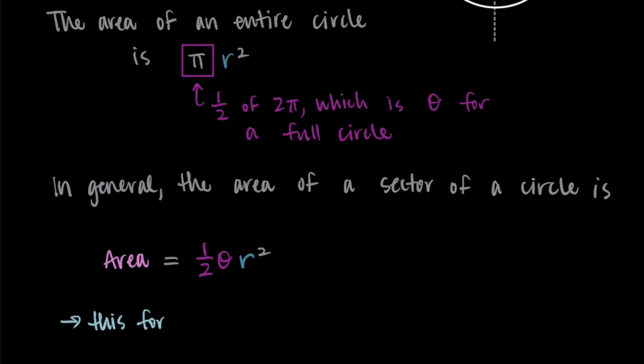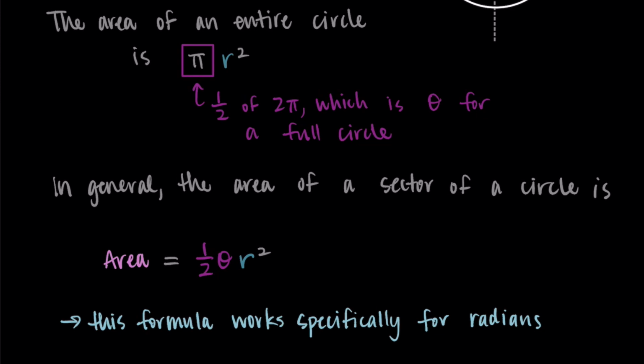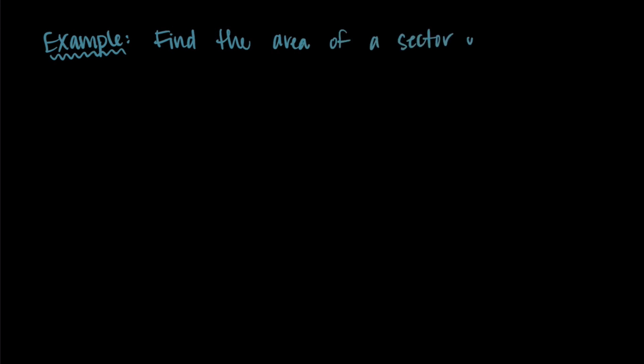Similar to the arc length formula, this formula is going to work specifically for radians. So we need our angle measured in radians. If you have degrees given for the angle, you're going to need to convert it to radians. All right, so let's try this on an example. Let's find the area of a sector of a circle with central angle 100 degrees and a radius of 4 units.